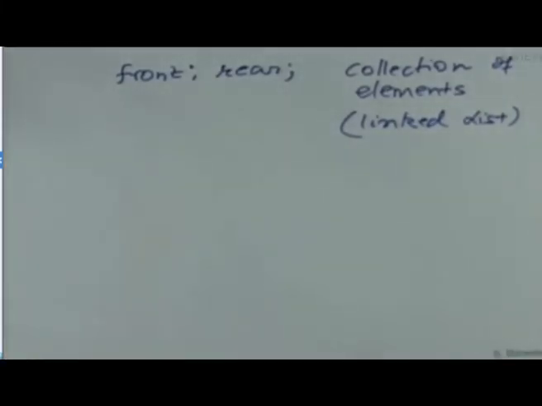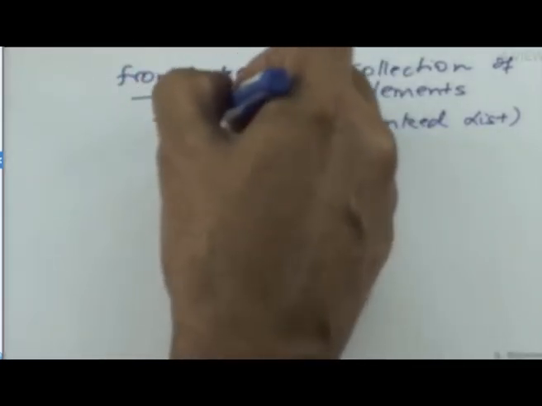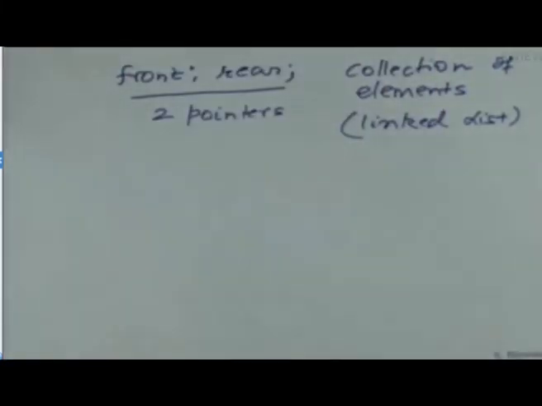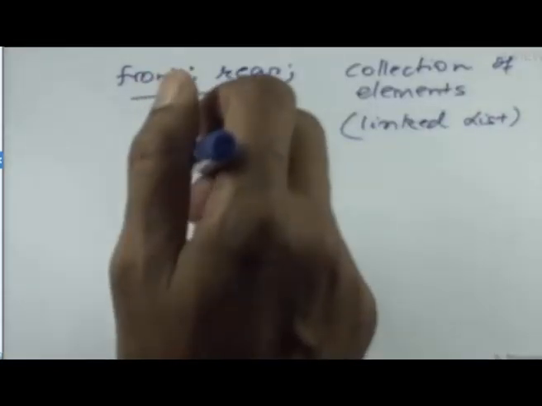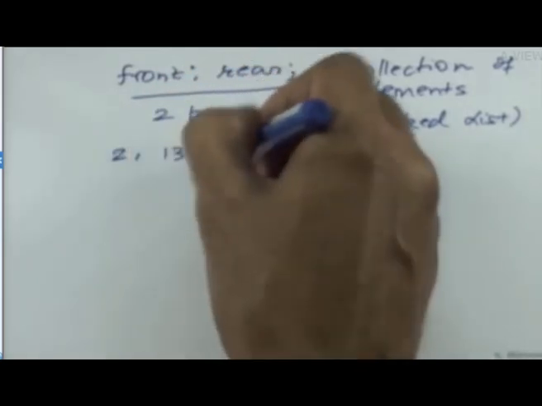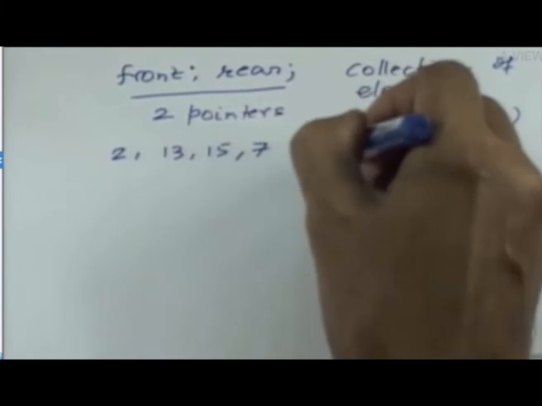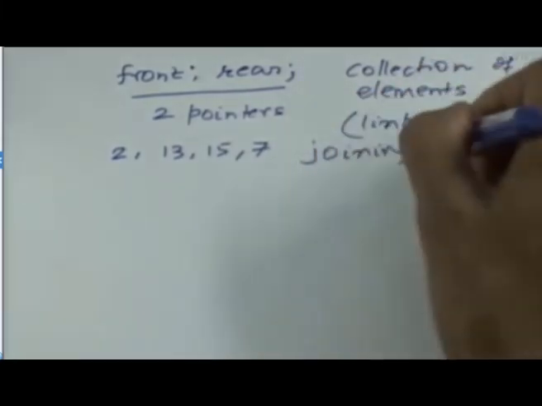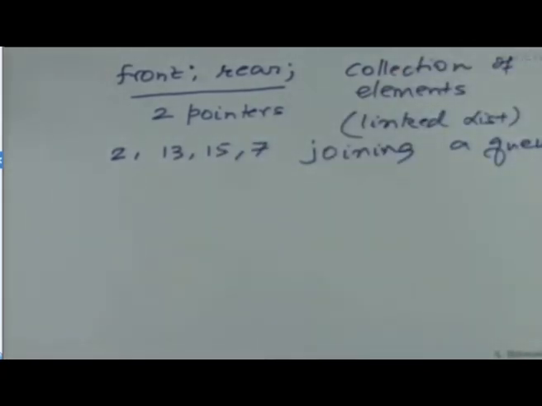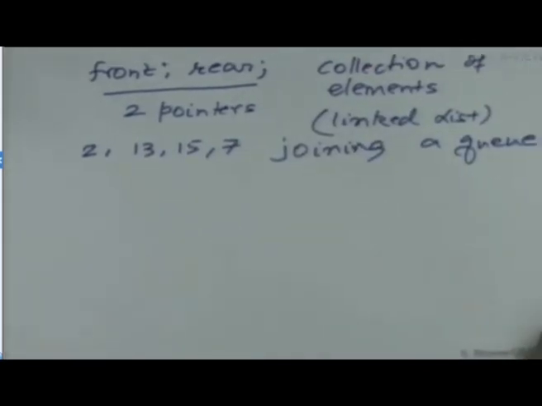Now observe this small conceptual interesting thing which people again discovered long back. They said, why two pointers? We can do with only one pointer in the case of a queue. So I'm going to only discuss that solution. So suppose I have elements 2, 13, 15, 7 joining a queue. Don't worry about the implementation right now. I want to just form a queue with those 4 elements.